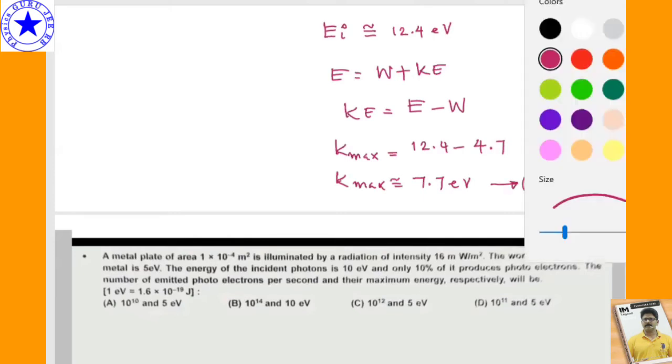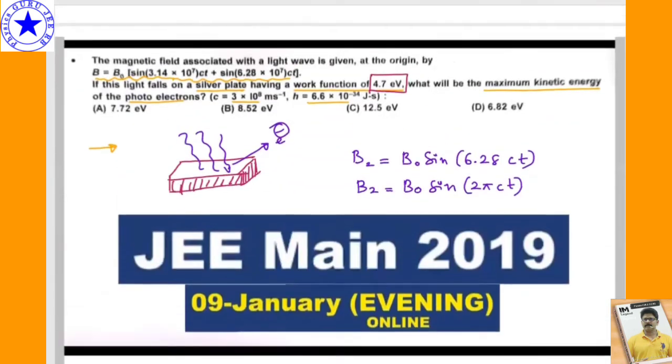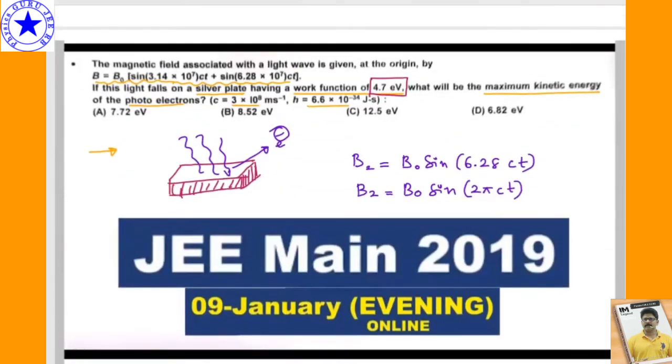Hope it is clear. Just see once. A magnetic field associated with a light wave is given at an origin. If this light falls on a silver plate having work function 4.7 electron volts, what is the maximum kinetic energy of the photoelectron?